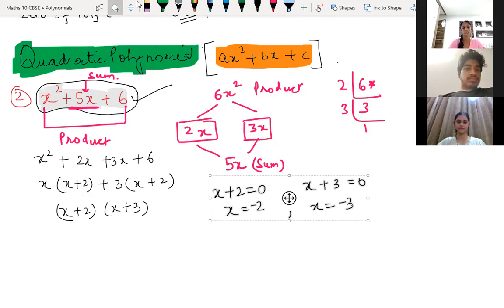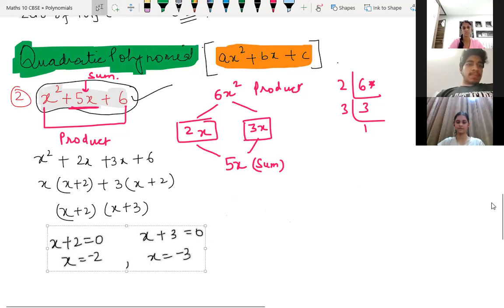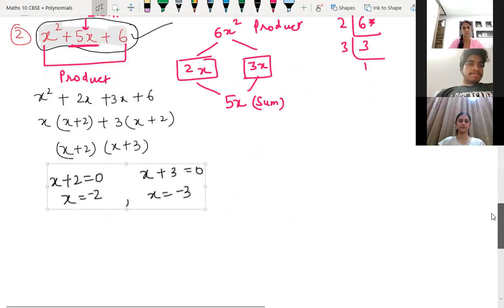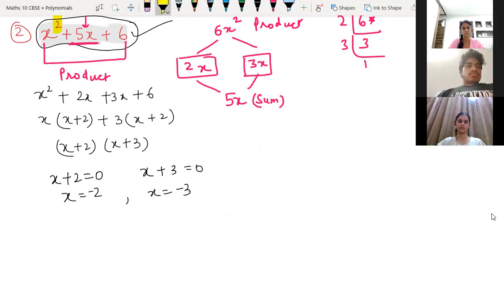So now a new thing I'm going to discuss right now. That is, what you tell for minus 2 and what you will tell for minus 3. So there are two roots. However much power you can see on the top of this, that many roots you will get. So here there are two roots. The first one we call alpha and the second one we call beta.